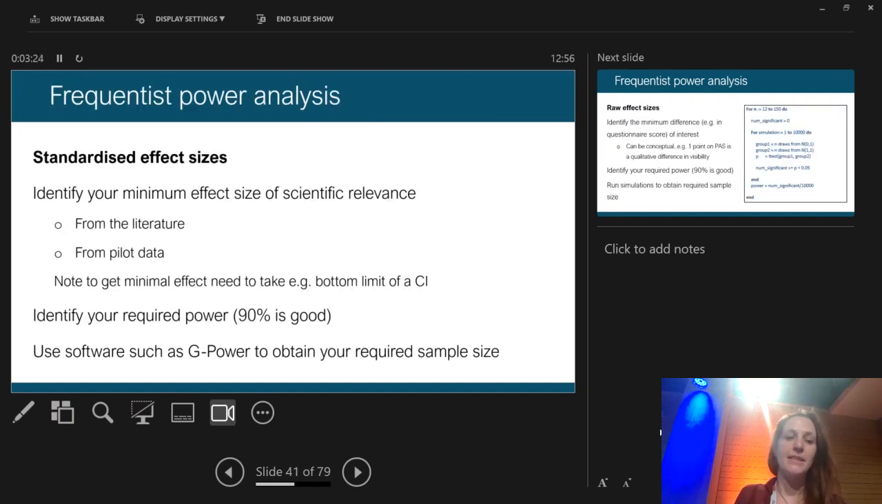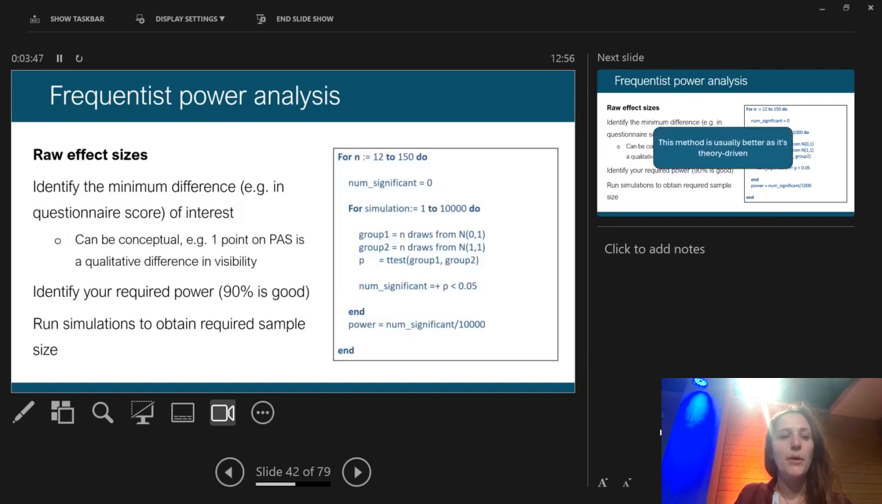If you're doing a power analysis, most of those will work fine, but you do need to decide what that effect size you're working with is. And there are lots of tutorials online on how you determine your sample size using frequentist power analysis. Something like G*Power is nice and easy. But you can also take a different approach and just use raw effect sizes.